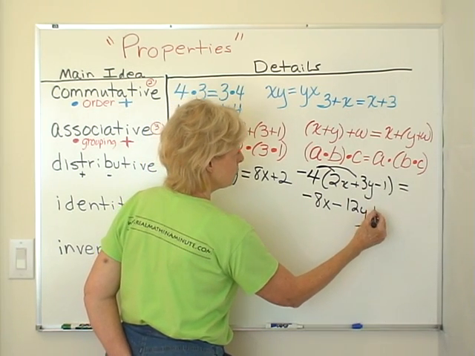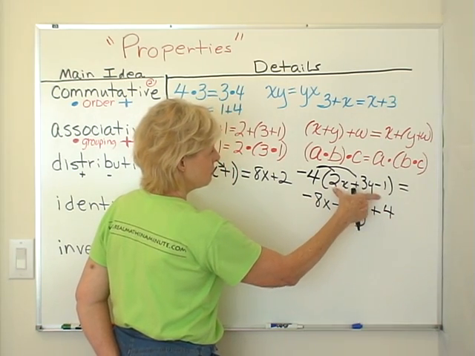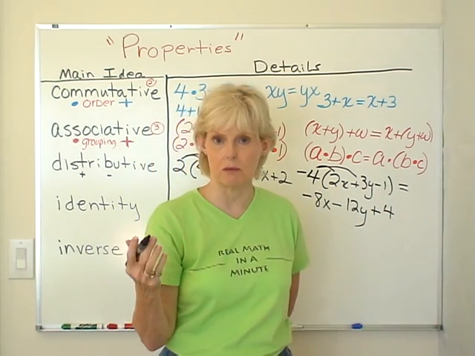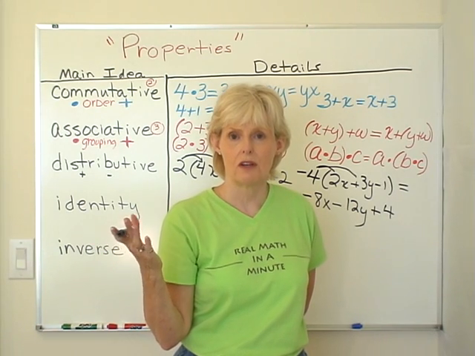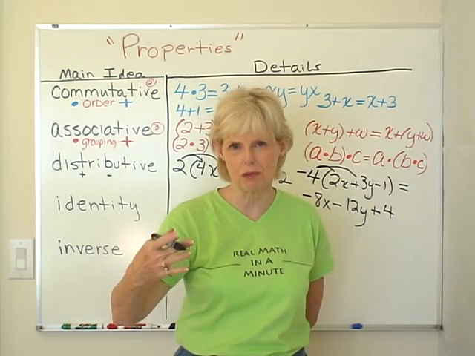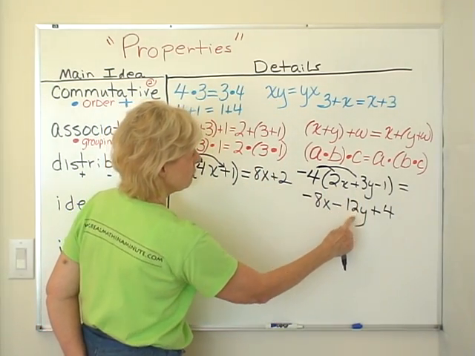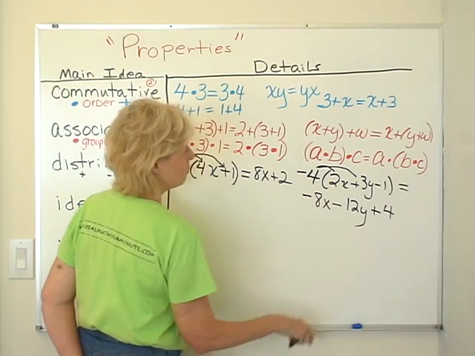Negative times a negative is a positive. 4 times 1 is 4. So I've got parentheses, now I don't. I've removed them. I've removed the parentheses and made it more simple by distributing, by using the distributive property. So let's check that again. So we've got negative 8x, we've got negative 12y, and we've got positive 4.